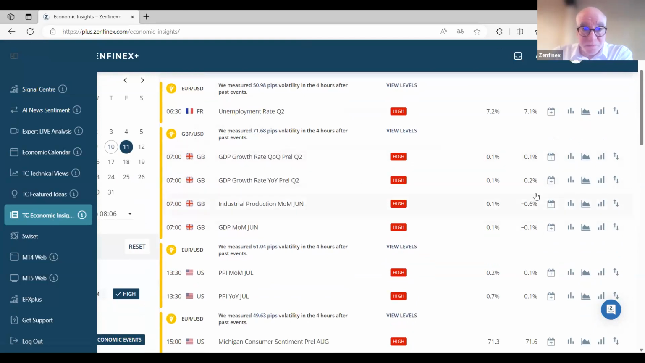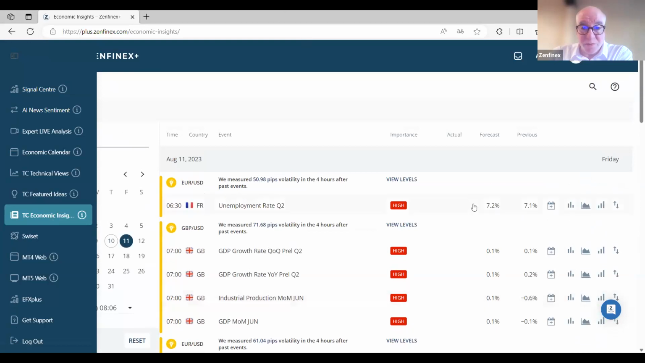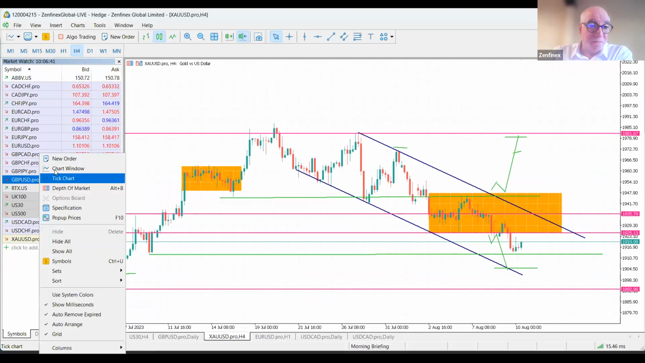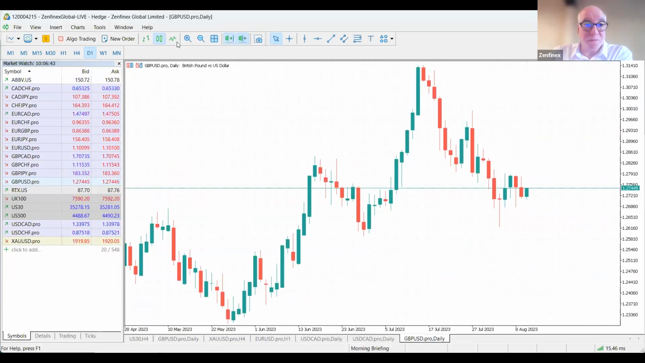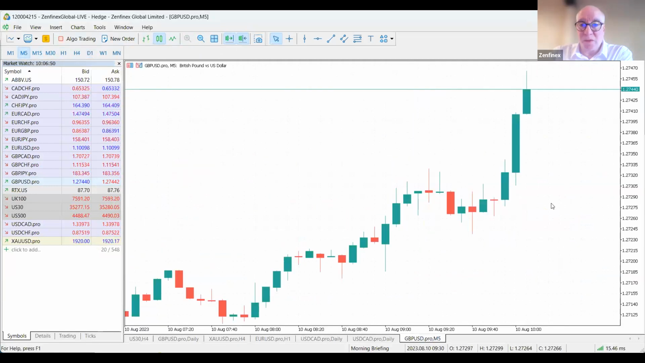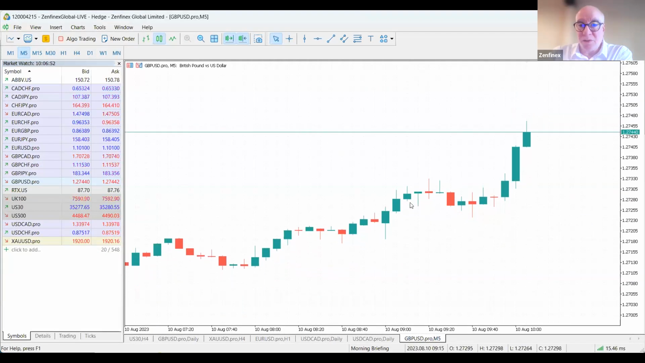Let's see if it's, I wonder if this is correct. Just bear with me for a second. Let's just go back to the charts and have a quick look at the GBP and see what it did. So we've had a bit of a move again, and I'm going down to a small time frame just to show the impact of the news that came out.